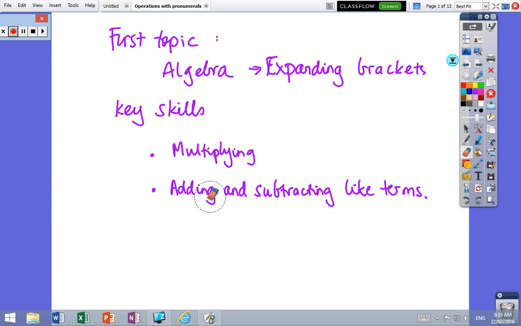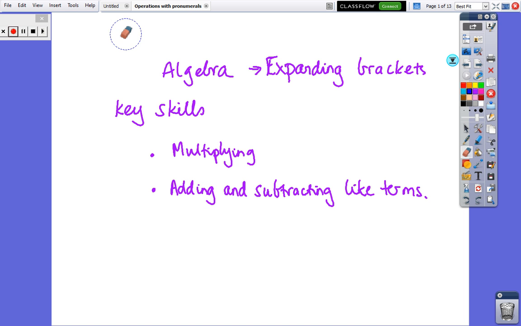Okay, so year 9, we're looking at a topic. It's not our first topic, it's a topic. I'll just write out the first topic. We're doing expanding brackets, but I need to go back and look at key skills, and the key skills are multiplying terms. I'll just write the word terms in. Multiplying terms and adding and subtracting like terms. So we'll talk about that in a sec.